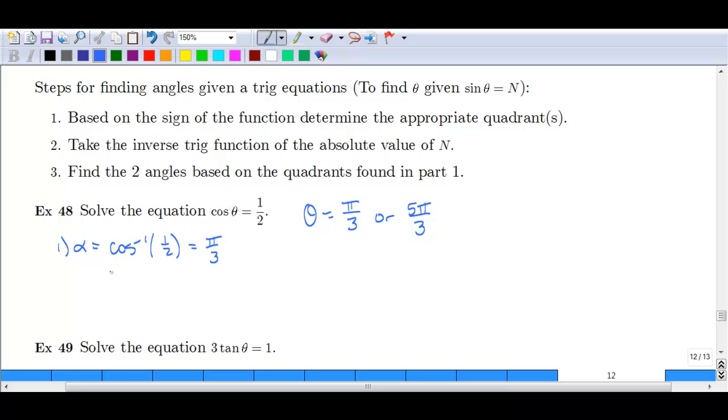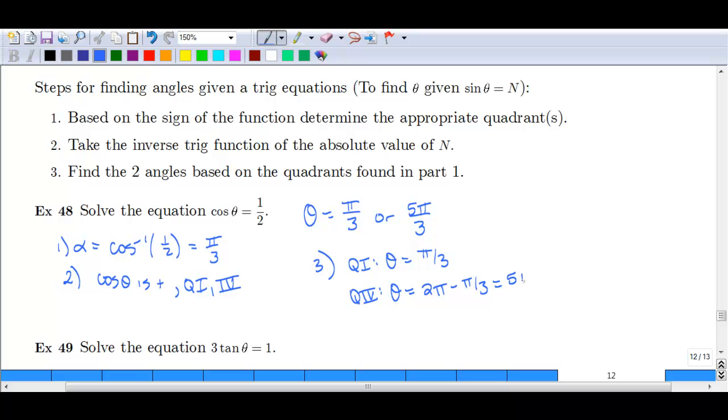We know that we've got a positive, so cosine, step 2, cosine of theta is positive in quadrants 1 and 4. So then step 3 is we take quadrant 1. Well, that's just going to be the angle we had, pi over 3. And quadrant 4, theta is just going to be 2 pi minus pi over 3, which is 5 pi over 3. So those are our two angles in this case. And most of the time we are going to end up with two angles, unless of course we're on an axis. In that case, sometimes we only end up with one.